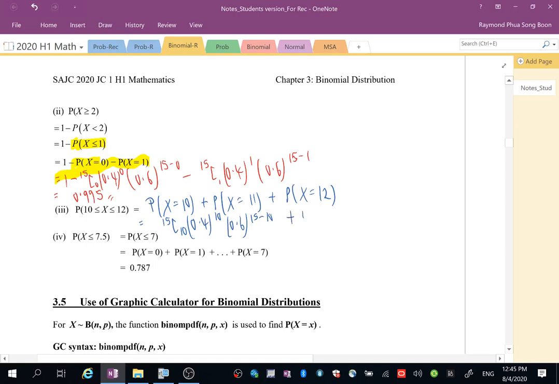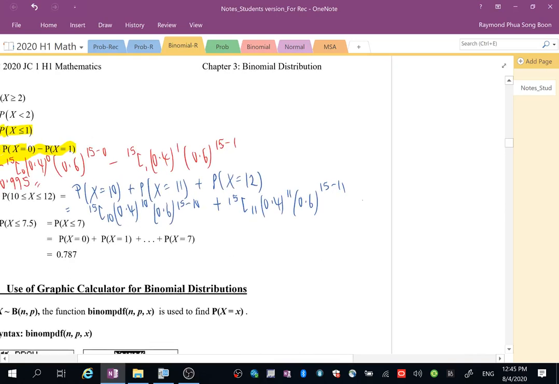Okay, and then for the second one, just replace small x by 11. And for the third probability, x equals 12, you just have to replace small x by 12. Okay, then after that, just press your GC, and you'll be able to get the answer.